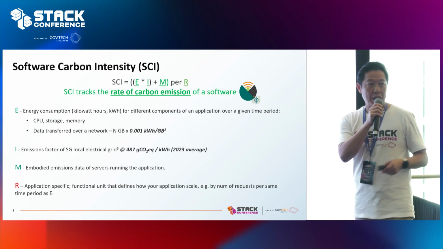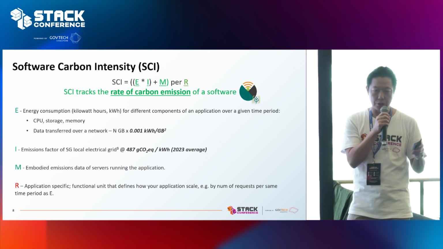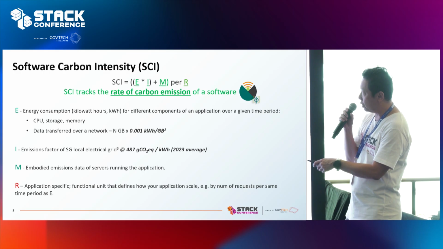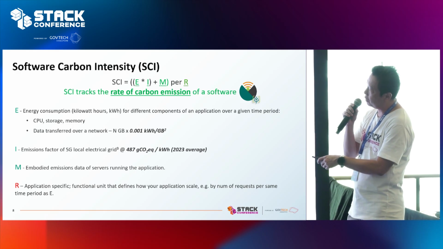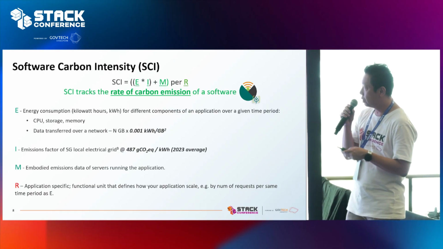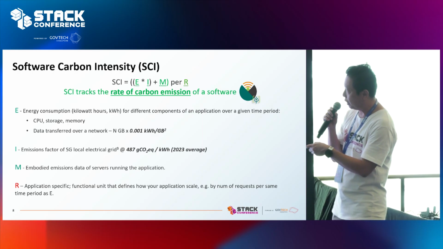Right, if you cannot remember what I said today at the end, you should remember this three-letter acronym, SCI, right? So software carbon intensity. So what is it? In short, it's a metric that measures how green your software is over time. So that is the metric, right? A very simple formula. Let me just break it down a bit so you understand.